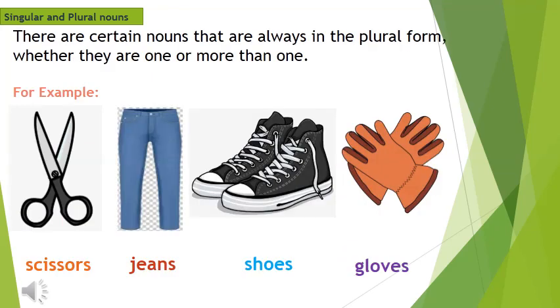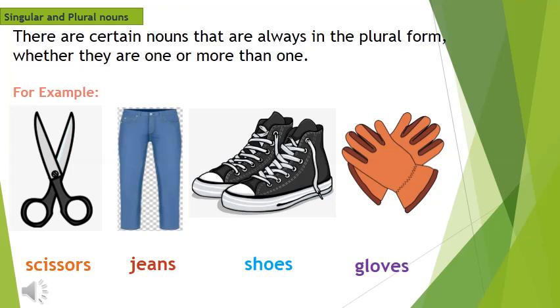There are certain nouns that are always in the plural form, whether they are one or more than one. We are going to look at some examples. Now you see there are some pictures. There are certain nouns which are made up of two parts. So for such nouns, we always use plural form. Let's look at the first example. Scissors. Even if it's one scissors, it's always going to be in plural form.